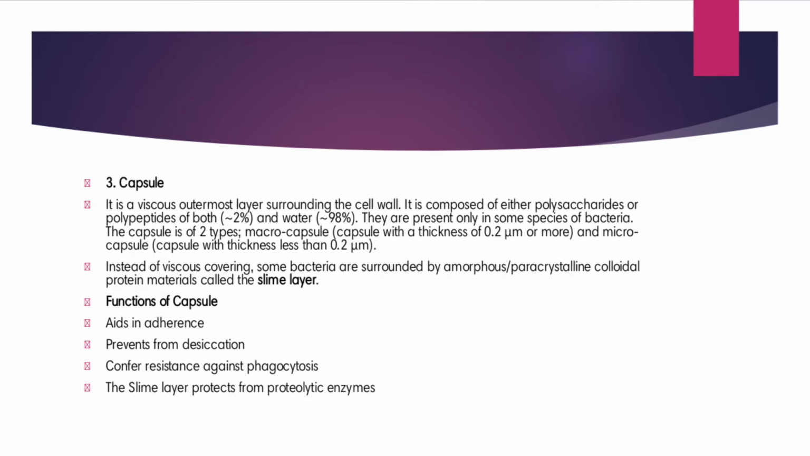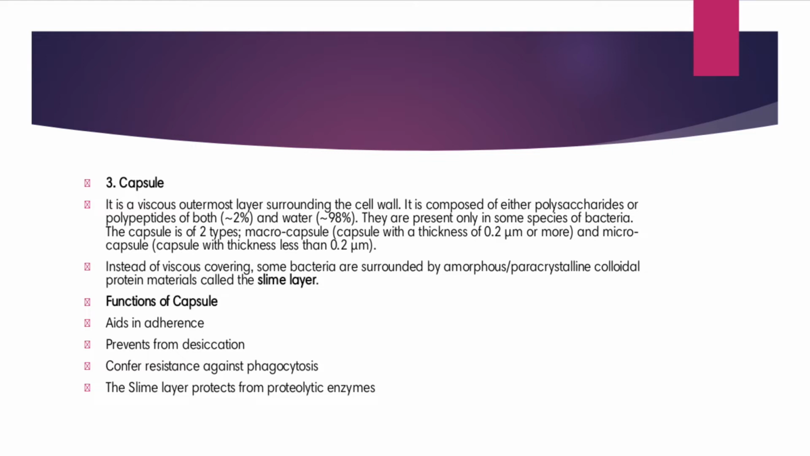Capsule. It is a viscous outermost layer surrounding the cell wall. It is composed of either polysaccharides or polypeptides or both, and water. They are present only in some species of bacteria. The capsule is of two types: macrocapsule with a thickness of 0.2 μm or more, and microcapsule with a thickness of less than 0.2 μm. Instead of a viscous covering, some bacteria are surrounded by amorphous paracrystalline colloidal polymeric material called the slime layer.